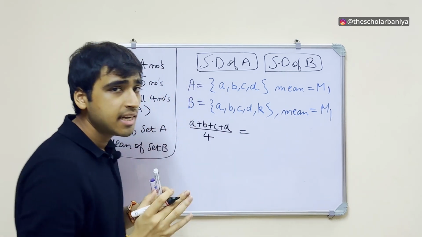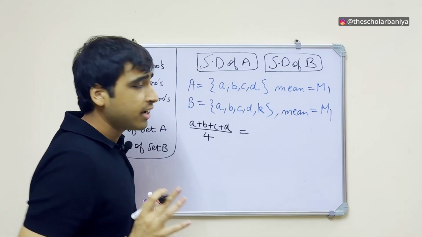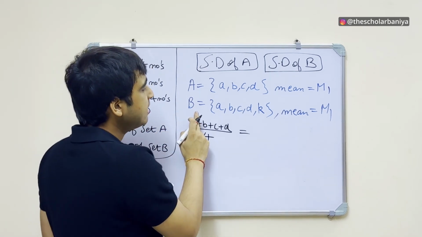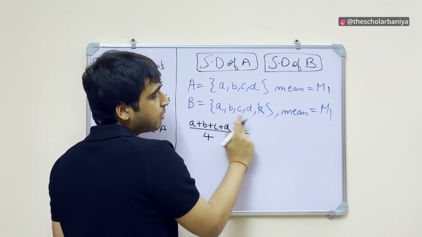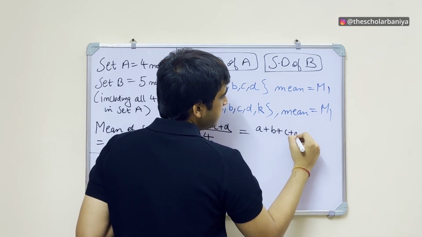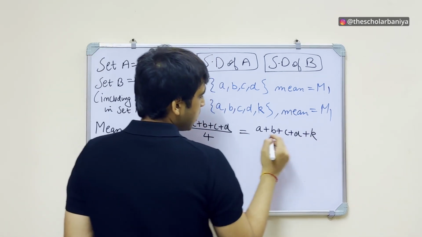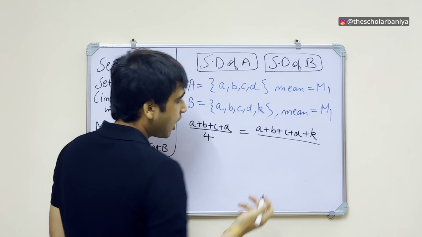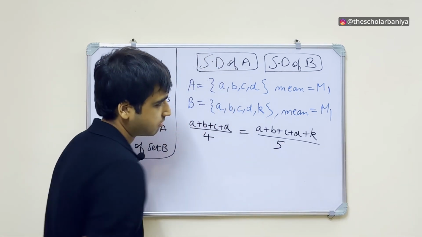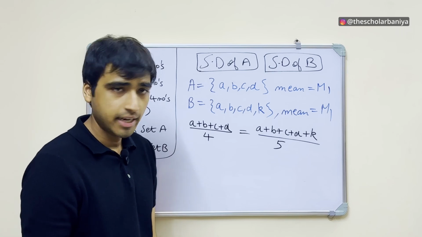And the mean of set A is what? It is equal to the mean of set B, right? Now what is the set B mean? The set B mean will be the sum of all elements, that means a plus b plus c plus d plus K, upon total elements, which is how much? 5. I hope this should be completely fine, right? Okay.